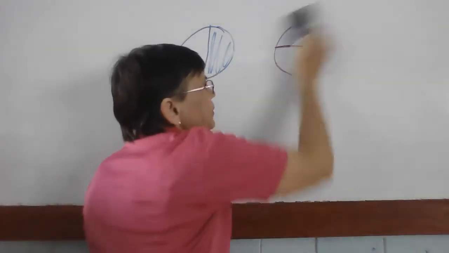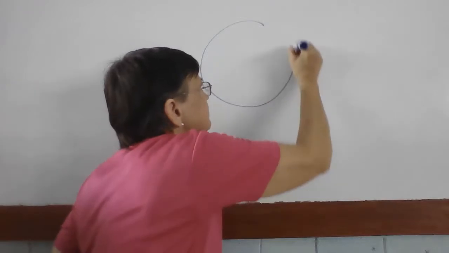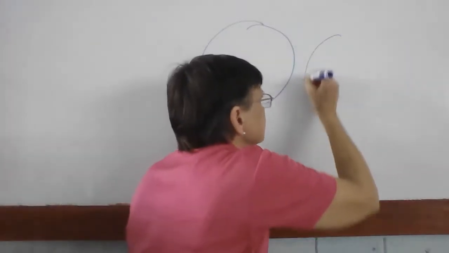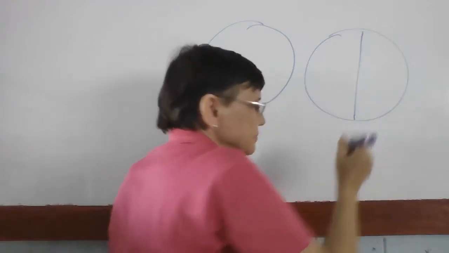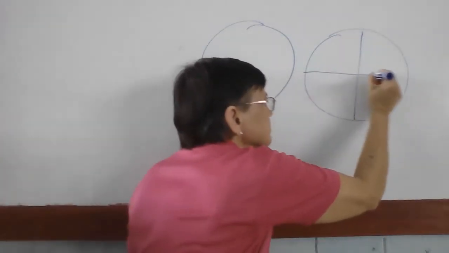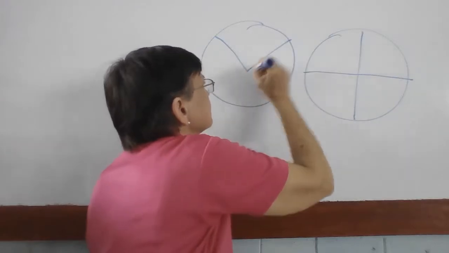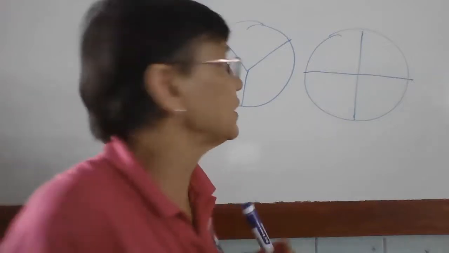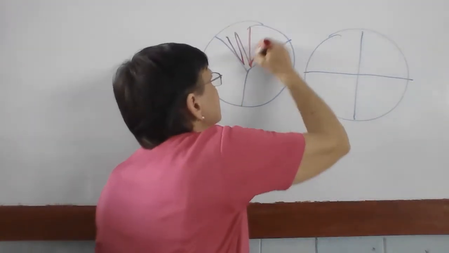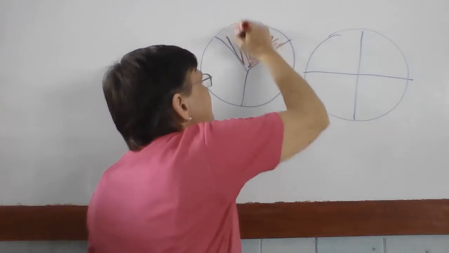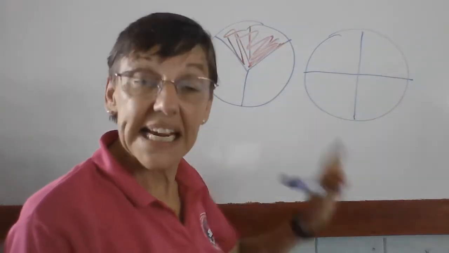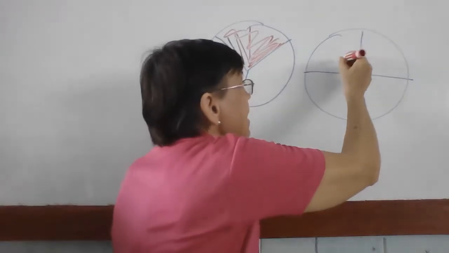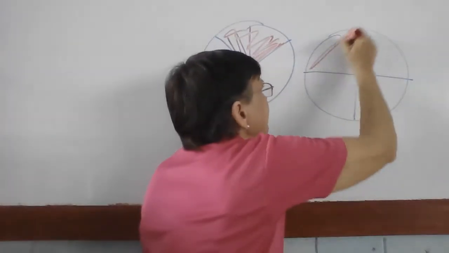The second group, our first pie is divided into 3 pieces. Okay, this one's divided into 3 pieces, and how many pieces are left? Only 1 is left. This one is divided into 4 pieces. And how many is left? Only 1 is left.